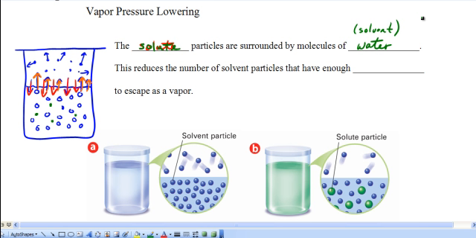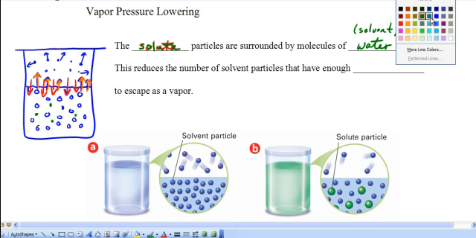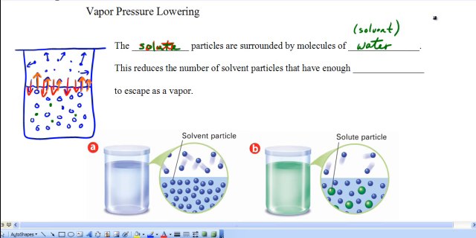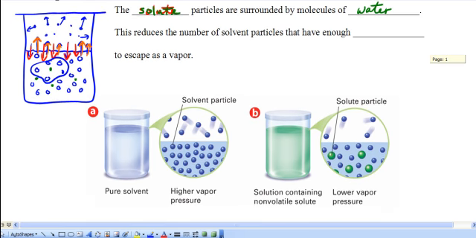Now this is going to reduce the number of particles that have enough energy to escape. Why? Well, because whatever the solvent is, it's going to be attracted to those particles, and it's going to try to keep them down in the solution. And so because now there's a force that's holding them down in the solution, fewer of them can actually escape into the vapor phase. If fewer of them can escape into the vapor phase, you've effectively lowered the vapor pressure. All right? Same thing, that's what these diagrams are showing over here.